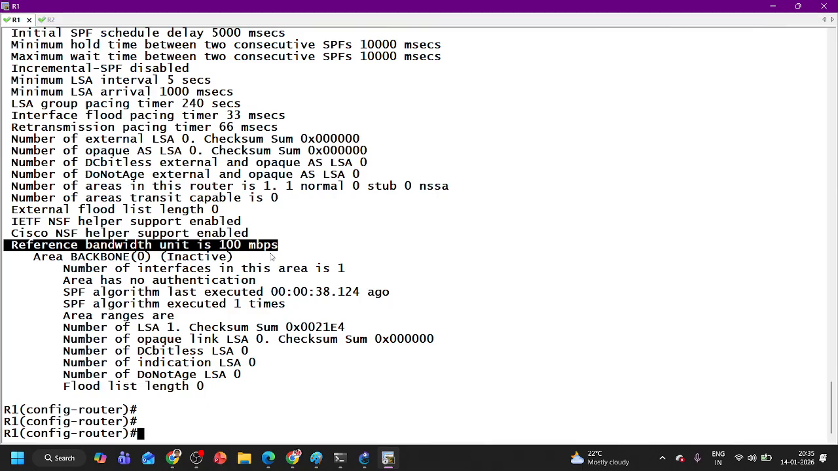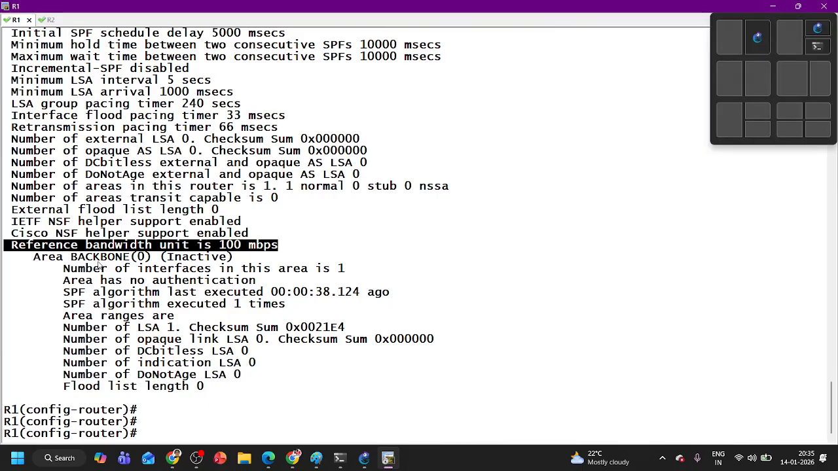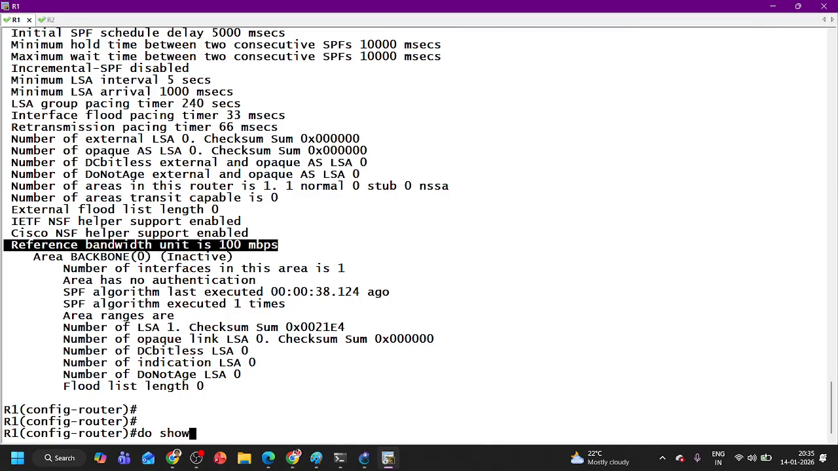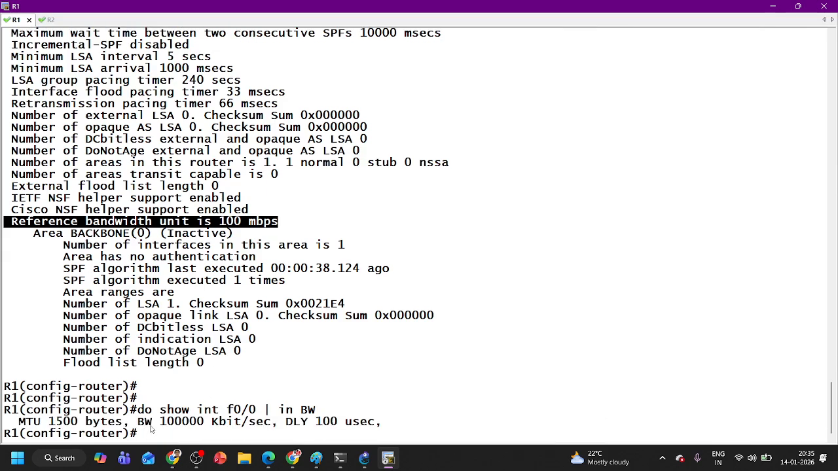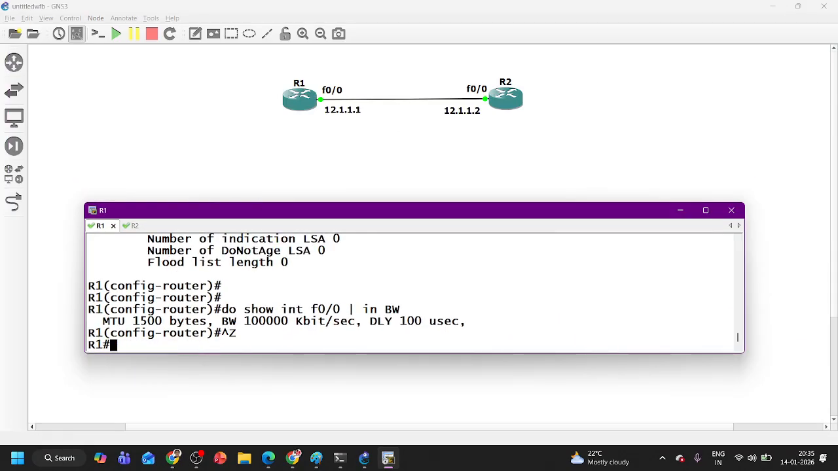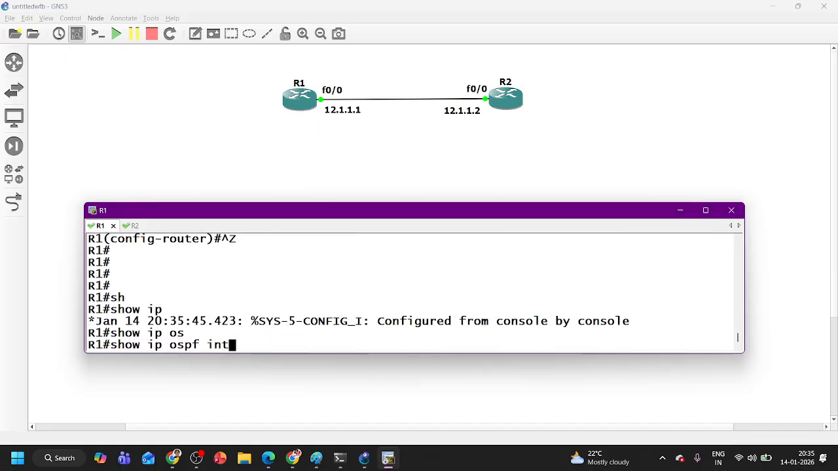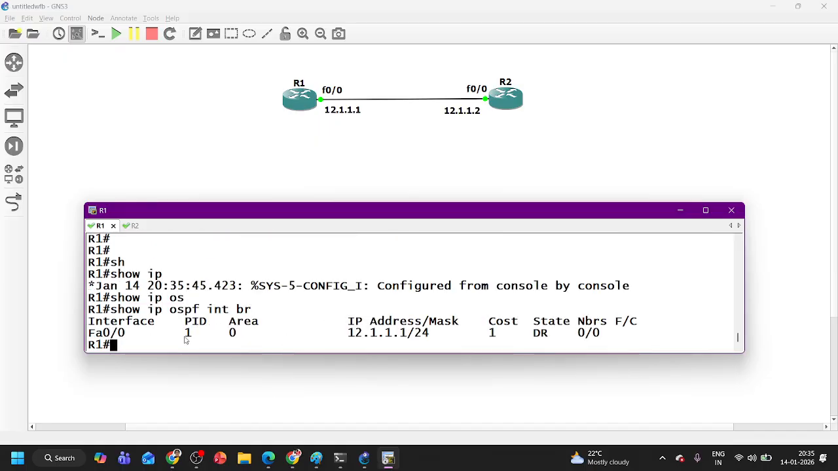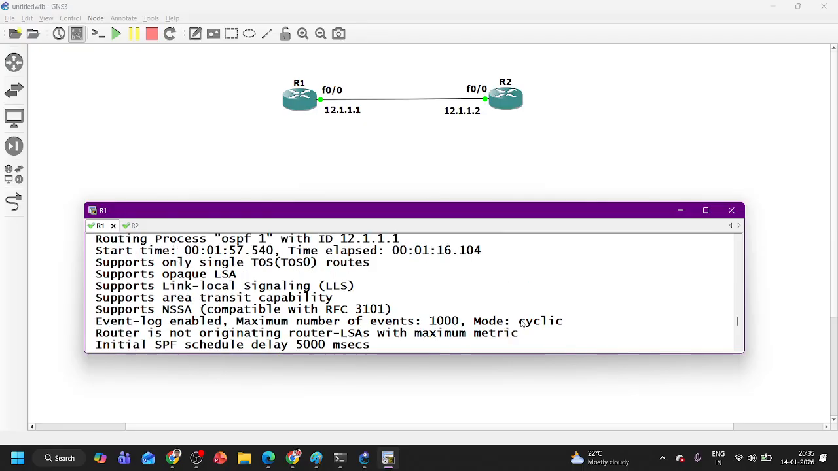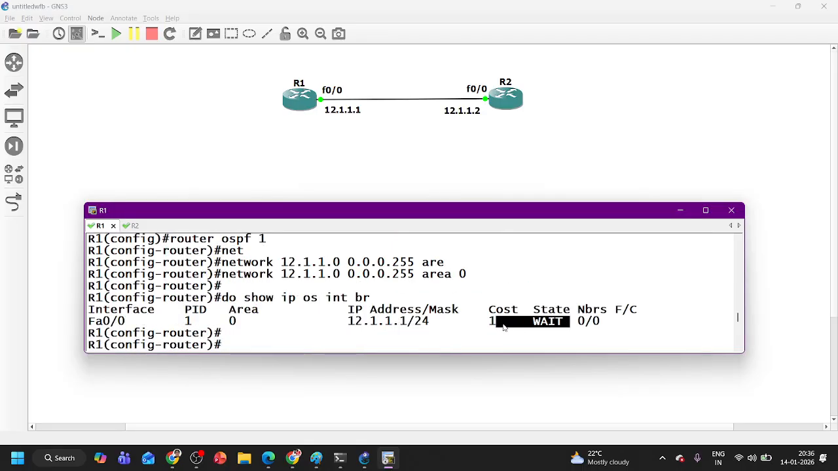And here you can see the reference bandwidth is 100 Mbps. This is the default bandwidth. And do show interface FastEthernet 0/0 | include bandwidth. Here you can see the bandwidth of my link is also 100 Mbps. So 100 divided by 100 is going to be 1. Here we can see that. Show ip ospf interface brief. Done. Cost is 1. Earlier the state was waiting, but now the state is DR. Earlier when I had run this command, you can see the state was what?